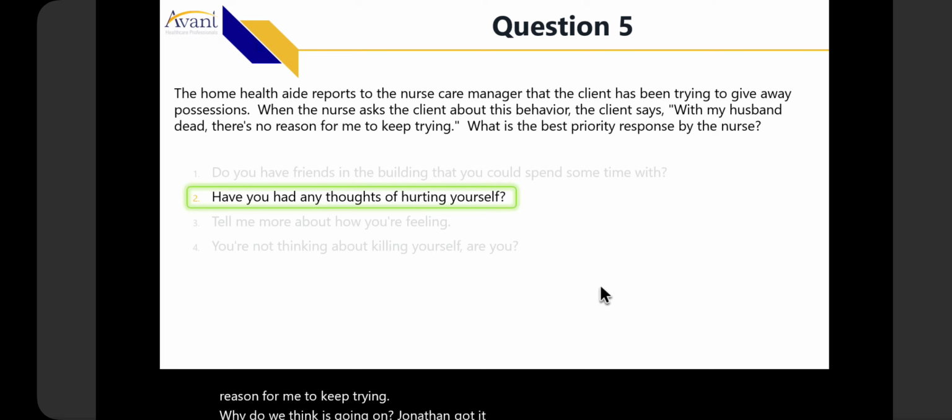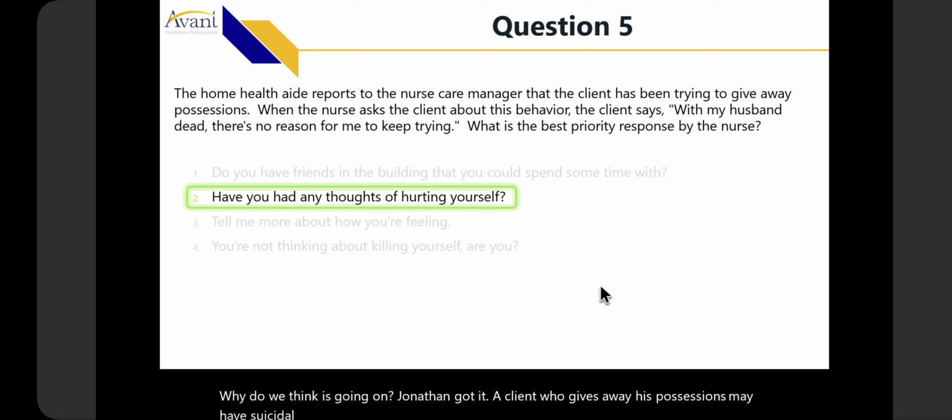Jonathan got it. A client who gives away his possessions may have suicidal ideation, right? And when the nurse questions the patient, she says, when my husband is dead, there's no reason for me to keep trying. So what am I thinking about? I just need to go be with him, right? Definite example of suicidal ideation.